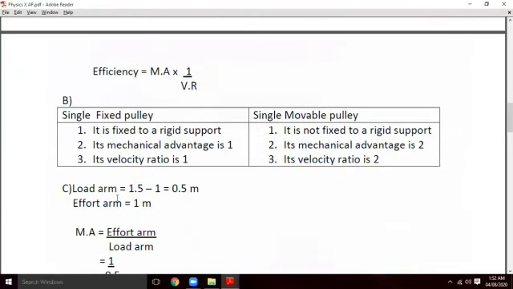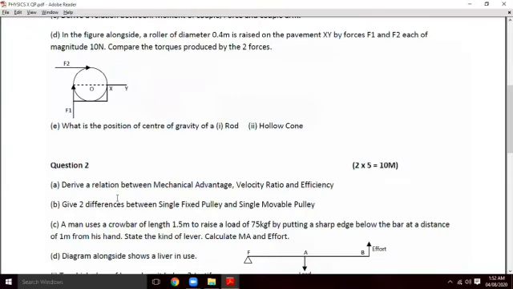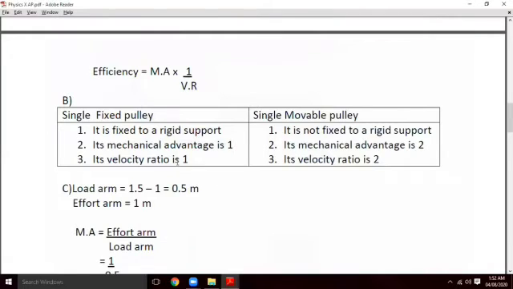Coming to the second question of the main question number 2, it simply says give 2 differences between a single fixed pulley and a single movable pulley. The answer has to be exactly as mentioned over here. You can mention 2 out of the 3 differences. It is absolutely fine. That is fair.